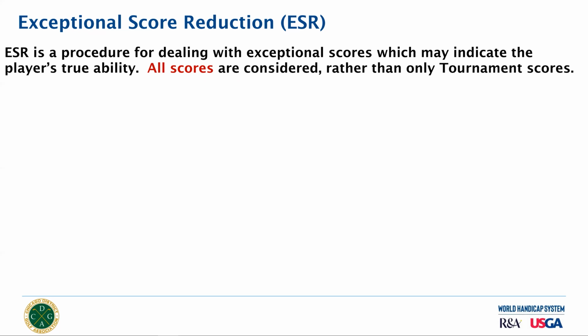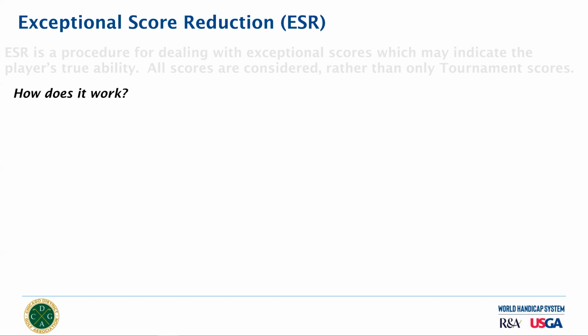Under the USGA system in 2019 and prior, the club was responsible for determining what a tournament round would be. They would post the scores as T-scores, and those would be weighted differently. Under the new system, there are no longer tournament scores. Any score that is shot that meets the definition of exceptional will have an impact on the individual's index.